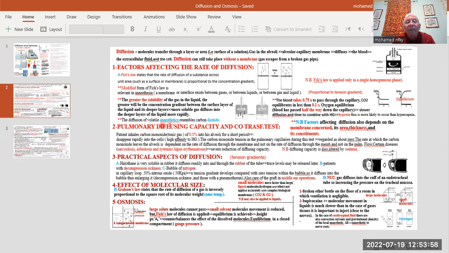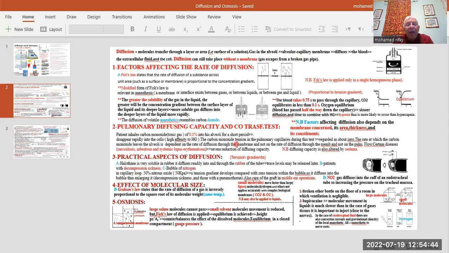The second point we're discussing is pulmonary diffusion capacity and the carbon monoxide transfer test. It is a test where we inhale a very minimal amount of carbon monoxide, 0.1%, which is known to be toxic, of course. The point is that carbon monoxide combines with hemoglobin much more than oxygen. So there is not enough time for it to be present in the pulmonary circulation. It goes from the alveoli through the blood immediately to the hemoglobin, combining with it. So we can consider that the tension of carbon monoxide in the pulmonary circulation is almost zero.